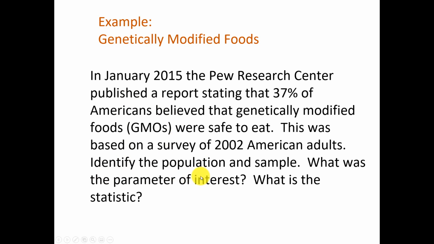So, the population is all American adults. The sample was the 2,002 American adults that they pulled from that for that survey. The parameter of interest is the percentage of Americans who believe that GMOs are safe to eat. And what is the statistic? Right here. So our p hat would be 0.37, and the statistic is 37% of Americans believe that GMOs are safe to eat.